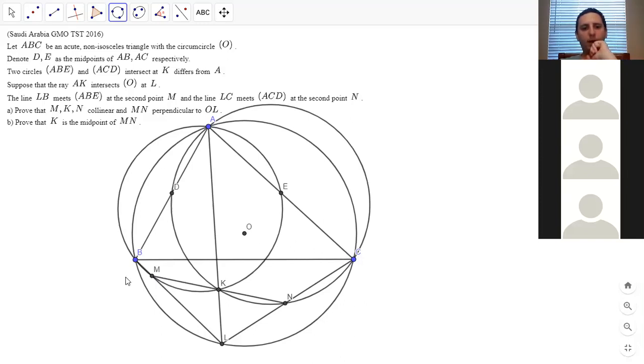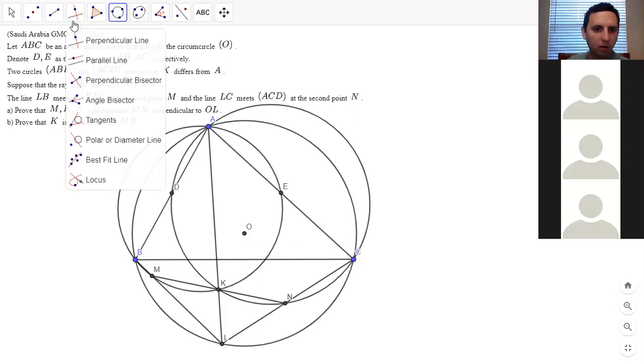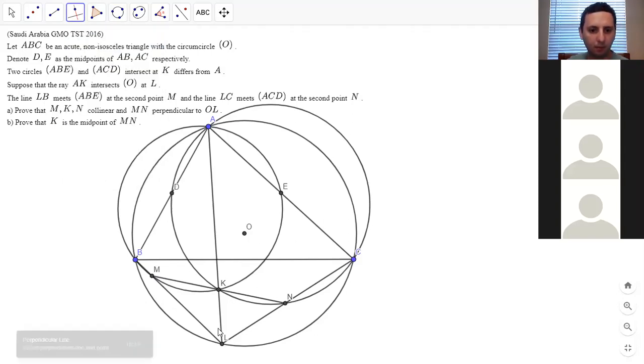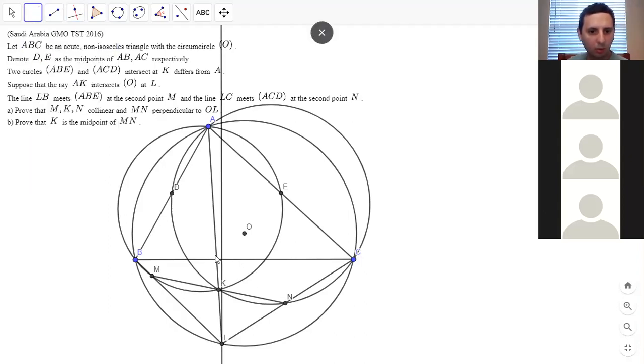So I get that MN and BC are anti-parallel with respect to L, right? Yeah. But I don't see how that shows it. So I'll just make it clear. Can you draw the altitude from L to BC? Yeah. And label that point P. Okay.